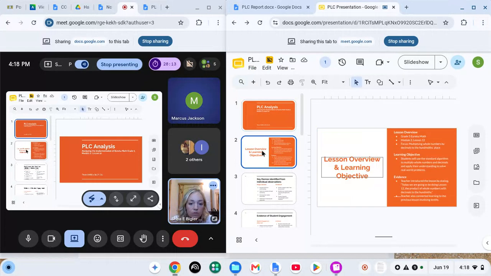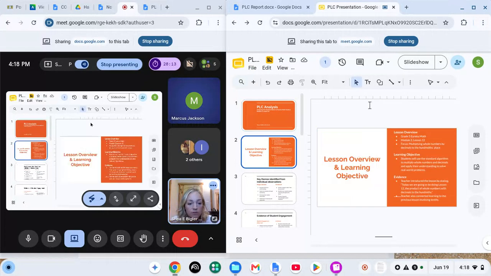I felt like this was pretty straightforward. I mean, the lesson overview and the learning objectives: the students will use a standard algorithm to multiply the whole numbers and decimals and apply their understanding to solve the real-world problems. And then I gave some evidence from the video itself.